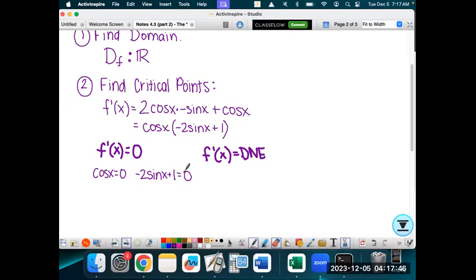Okay, cosine equals 0 at pi over 2 and then 3 pi over 2, but that's not in our range, so this is it. This is also in the domain of my function in the first place, so this is a critical point.